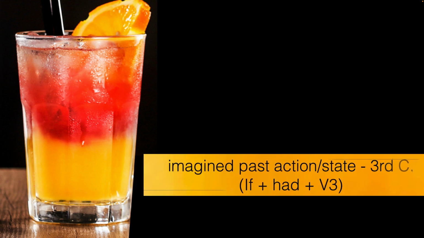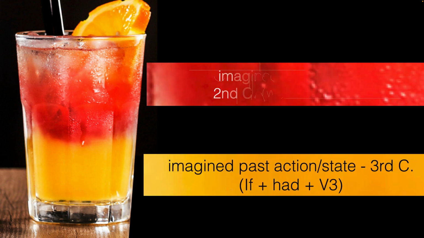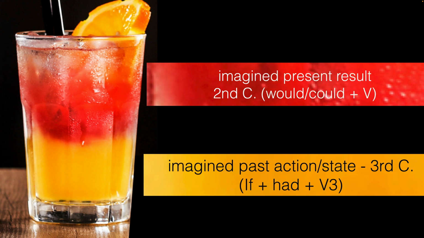So, in summary, that's what it is. We have the imagined past action or state, third conditional, leading to the second conditional for an imagined present result. Now, there are some exceptions. There are some other ways of mixing conditionals, but that, I think, is the most common.